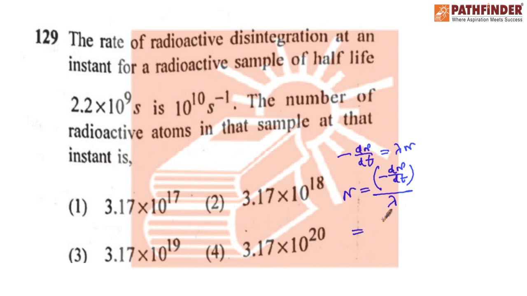So lambda is equal to ln 2 by t, and t is given, and minus dN by dt is also given. So it is equal to 10 to the power 10 times 2.2 times 10 to the power 9 divided by ln 2. ln 2 by t is lambda. So you are getting it is equal to 3.7 times 10 to the power 19. So correct option is option 3.